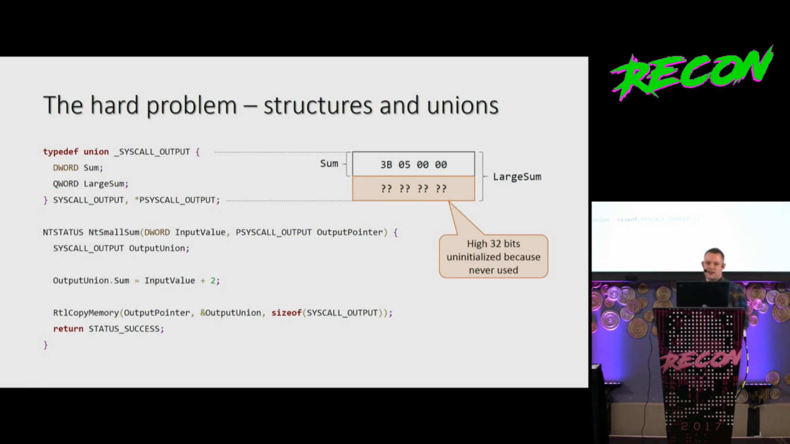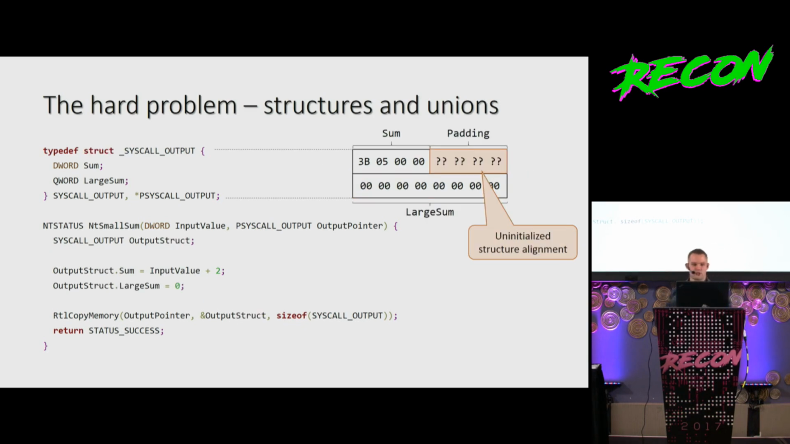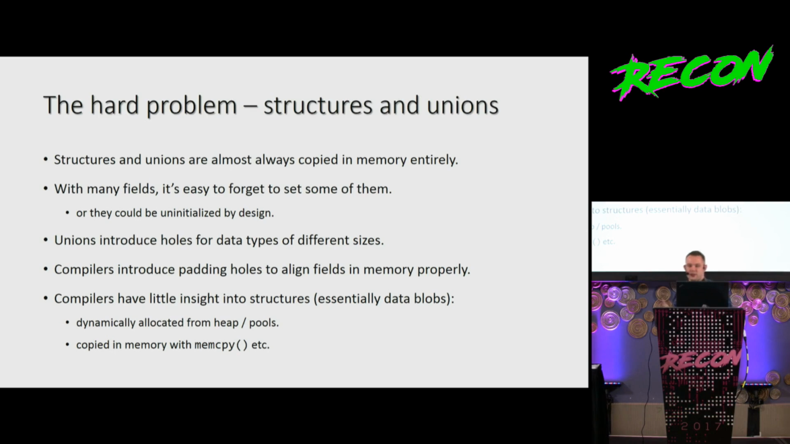Another example here is a union. We have 2 fields, 1 DWORD and 1 QWORD. And in this specific example of a system call, just the smaller field is filled out, which leaves the higher 32 bits uninitialized again. And then we have another problem, which is the padding in a struct. So we have a DWORD followed by a QWORD. Even though both of the fields are initialized, which is fine, the 4 bytes of padding are left like garbage and are still copied to user mode.